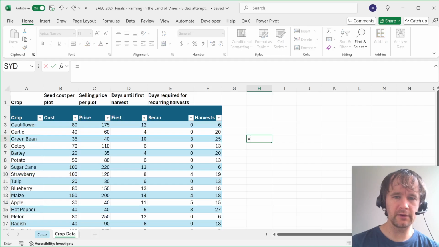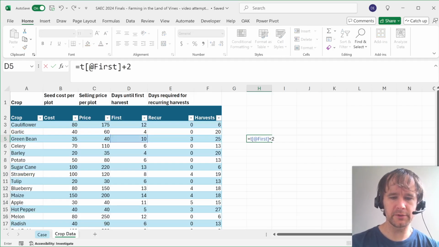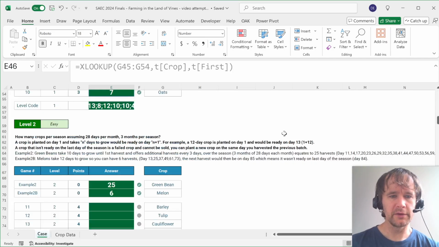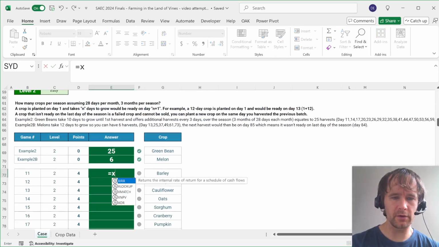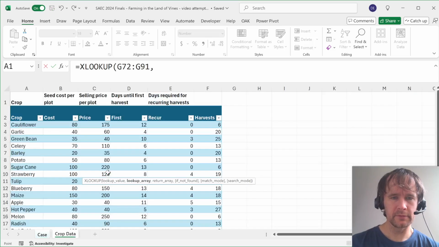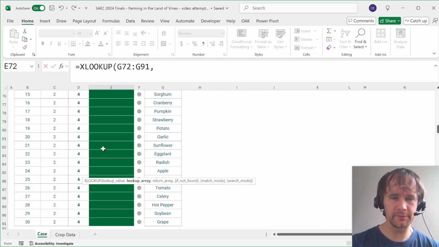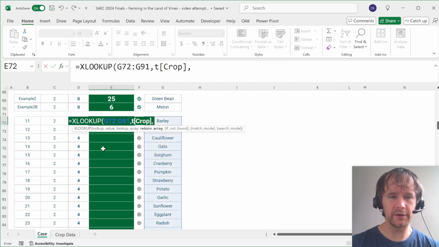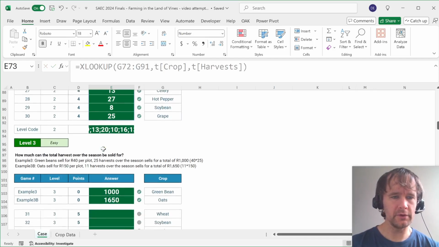And let's just take a look at that. That's going to be 10 plus 24 times 3 gets you to 82, and sure enough, another 3 would take you to day 85, which is too late. So hopefully we'll throw this in and it'll all be right. Sorry, again, there's no need to go over there. I can just do it from here. Harvests. That's all good. Okay.